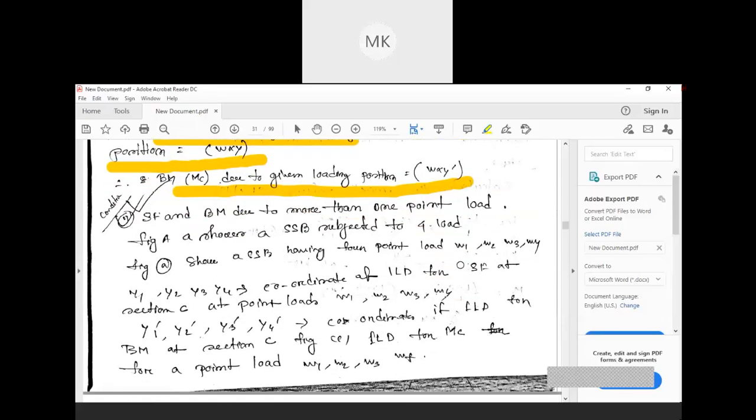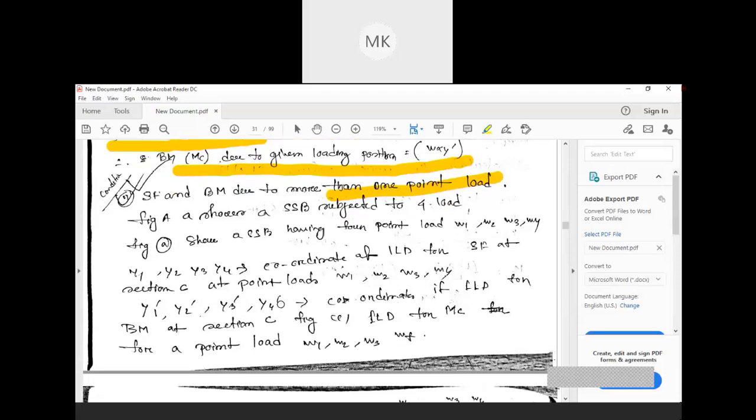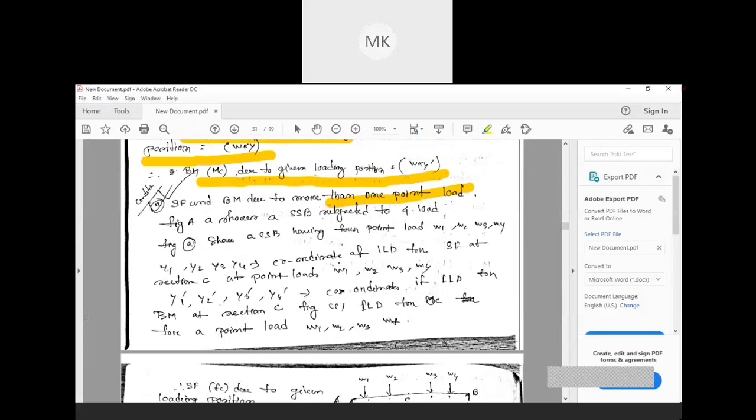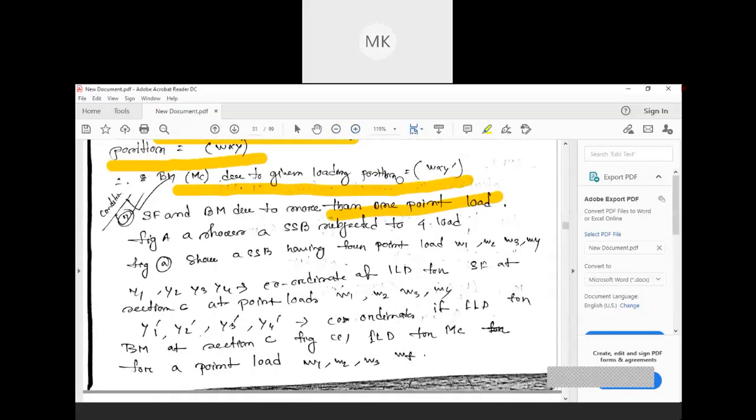But what do we need to do if there is more than one point load? So now we are going to check that type of loading pattern also. Here, in the second condition, that was the first condition, this is our second condition. The second condition is SF and BM due to more than one point load. See this, more than one load, so we are now considering four loads.